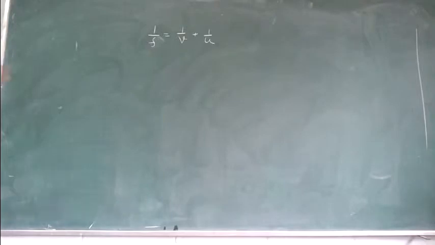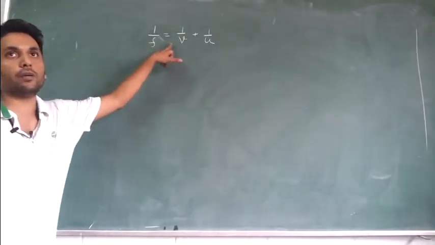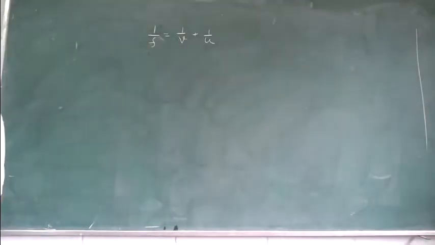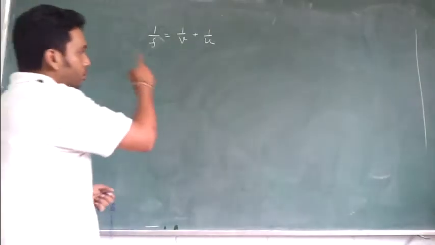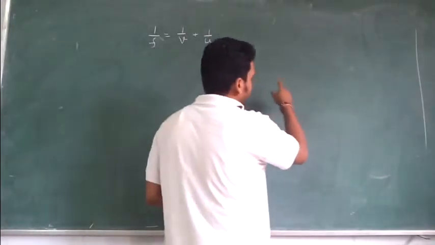Focal length is your f. V means distance of the image from the pole. All distances are taken from the pole. Even focal length is the distance of the focus from the pole. So V is the distance of the image from the pole and U is the distance of the object from the pole. Now you'll have to use this formula with correct sign convention.